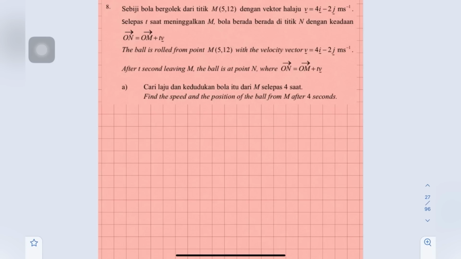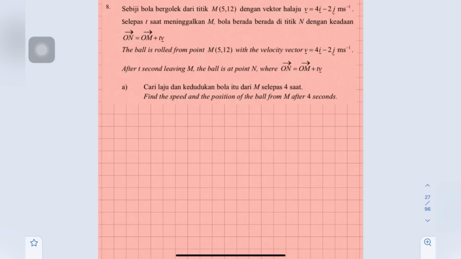8. The ball is rolled from point M (5, 12) with the velocity vector v equals 4i minus 2j meters per second. After t seconds leaving M, the ball is at point N where vector ON equals vector OM plus t vector v. A. Find the speed and the position of the ball from M after 4 seconds.